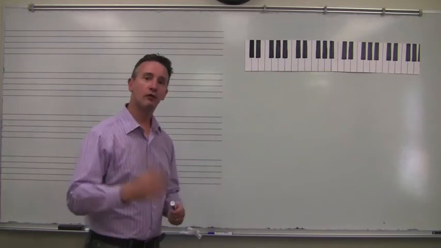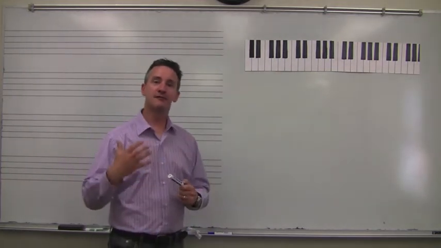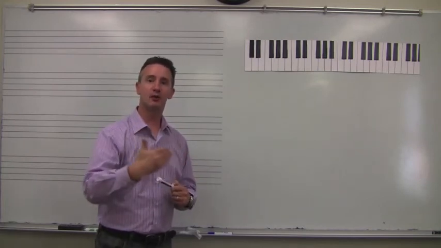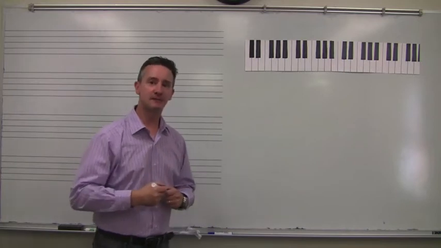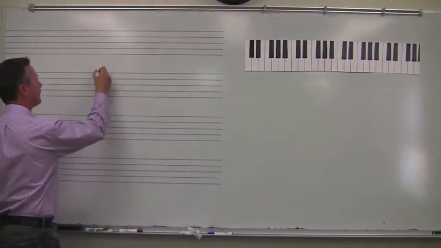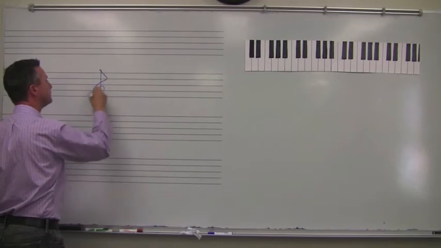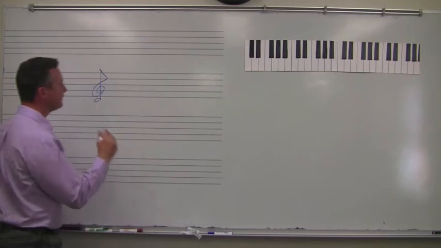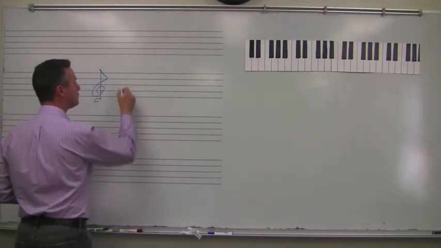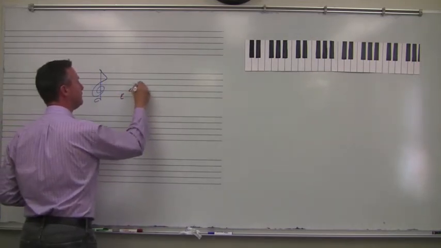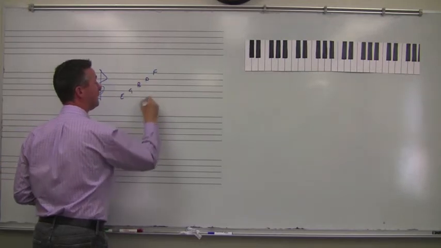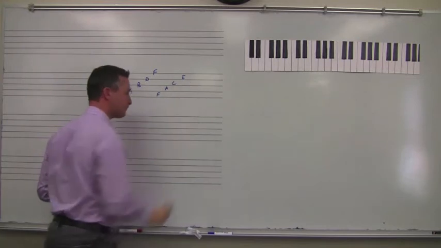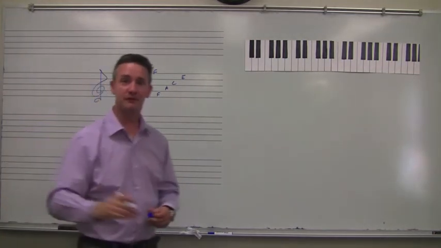ledger lines. What we already know is that a clef defines the lines and spaces. It gives us specific note names or pitch names for the lines and spaces. If I put a treble clef here, then that tells me that the notes are E, G, B, D, F on the lines, and in the spaces F, A, C, E. We know that from the previous video.